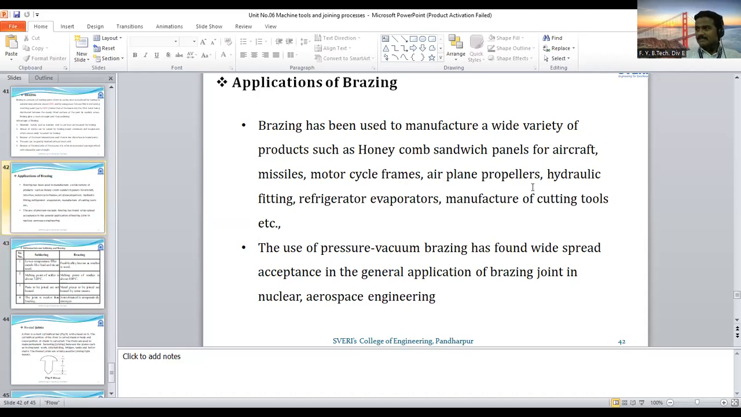So here I declare this Machine Tools and Joining Process chapter is finished, concluded. Tomorrow onwards we start the new topic, that is power transmission systems. I have uploaded the MCQs related to the chapter; MCQs for the chapter are already included in the study material sheet. So please give the attendance quickly.